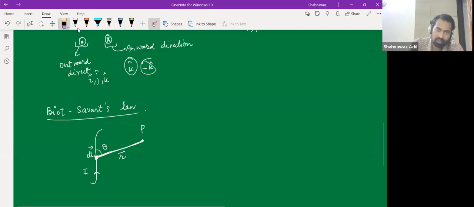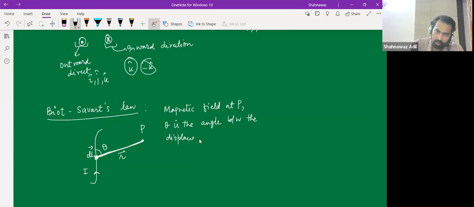Let me write all the instructions. We are calculating the magnetic field at B, where theta is the angle between the distance or displacement and the length element dl, right? Dl, and this is displacement, which is r.